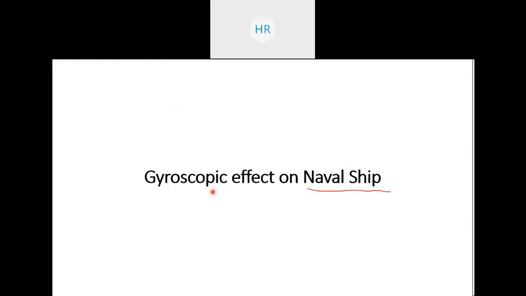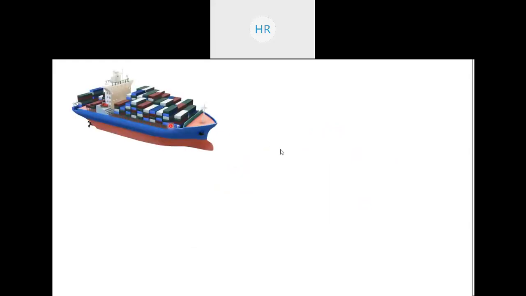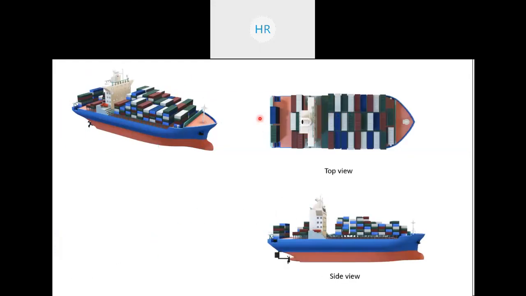Okay, so we are discussing the gyroscopic effect on naval ship. Naval ship is basically ship used by navy. I am using a reference ship because I could not find the model of naval ship. Okay, so we'll look at how it is. It is looking from side view, top view, and front view.